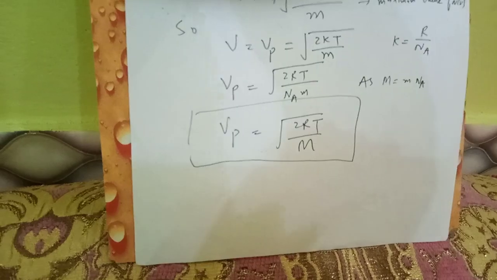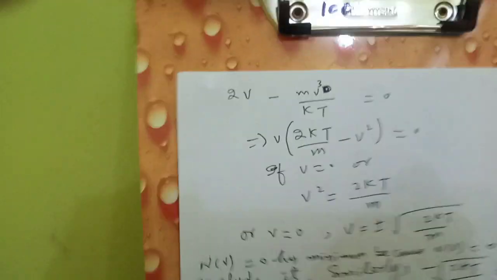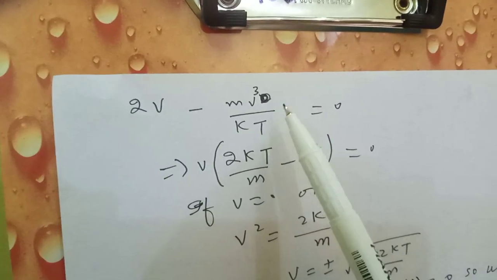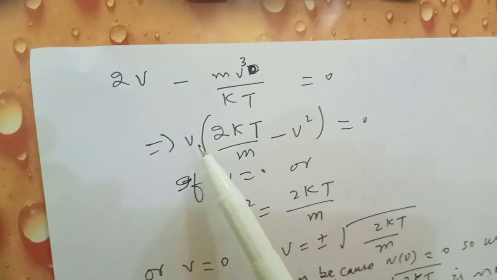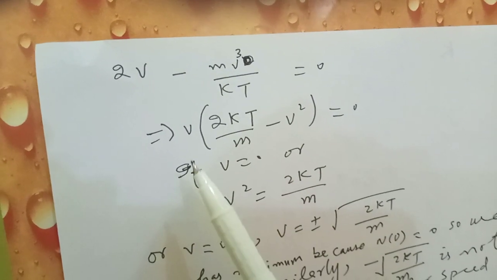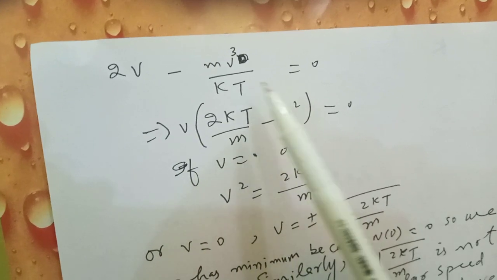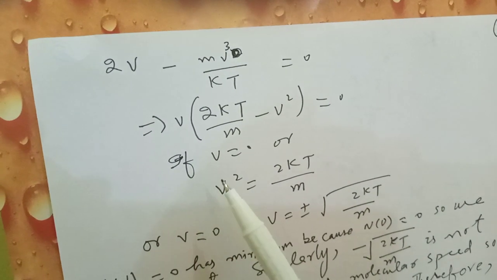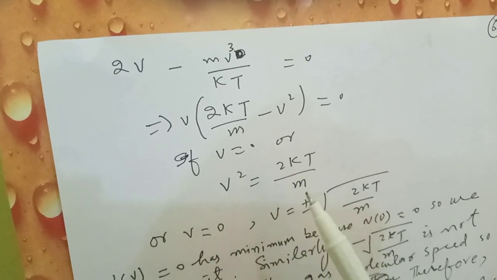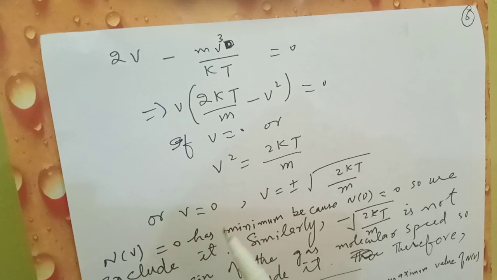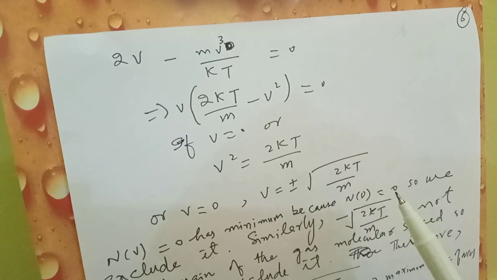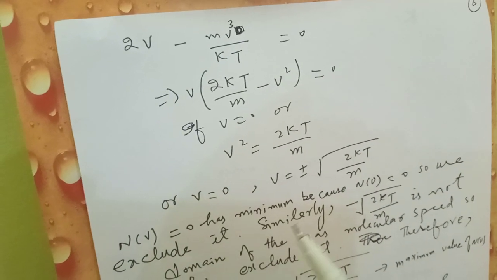Now again the exponential term is non-zero, so 2v minus mv cube divided by kT is equal to 0, or v into (2kT divided by m minus v square) is equal to 0. So there are two possibilities, either v is 0 or this term is 0. If v is 0, what will happen, it means it has a minimum value, because at v equal to 0, nv is 0, so we exclude this one, which is not possible.